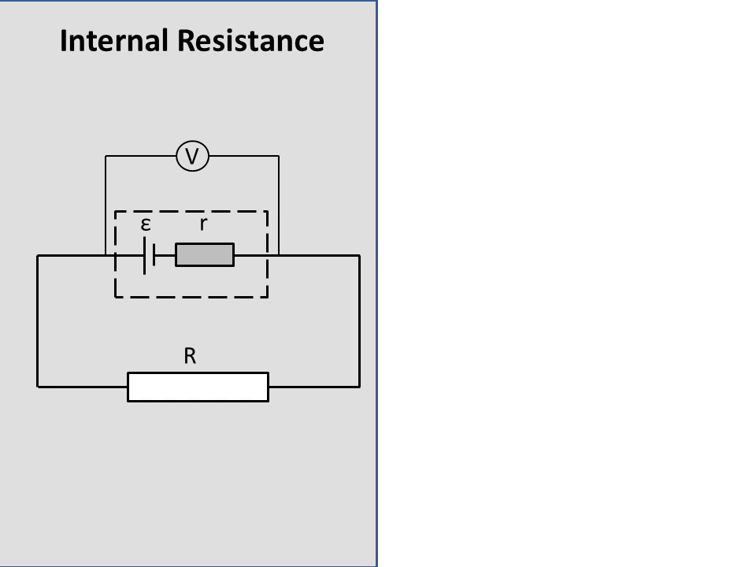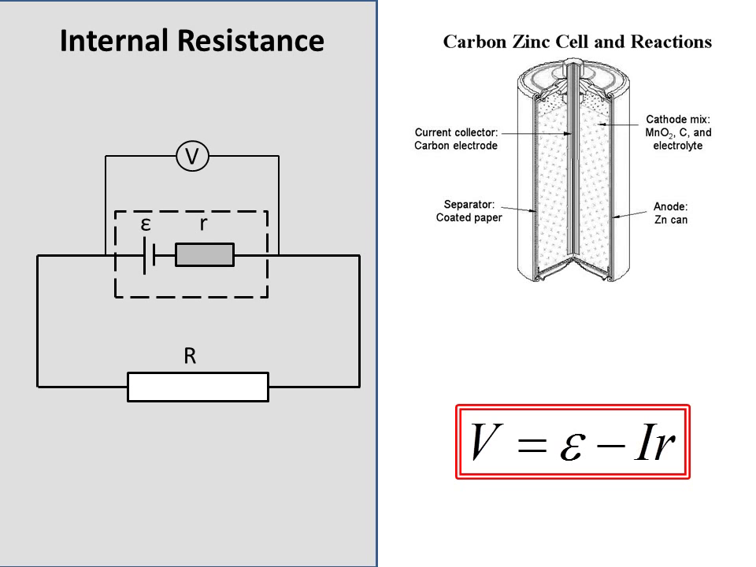Okay, welcome to this video on internal resistance. Right, here is a circuit diagram showing a cell and a resistor in series to each other. And here's a picture of a carbon zinc cell, and here is an equation to do with internal resistance.